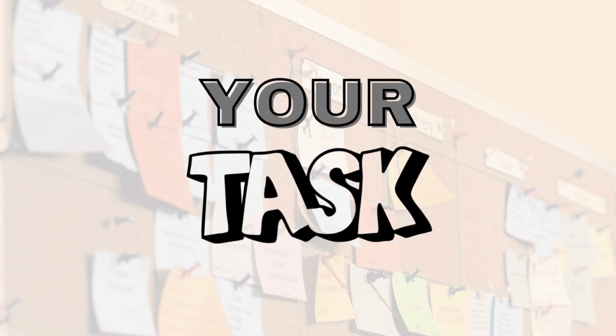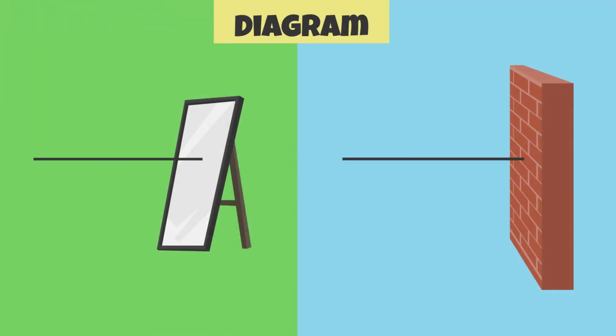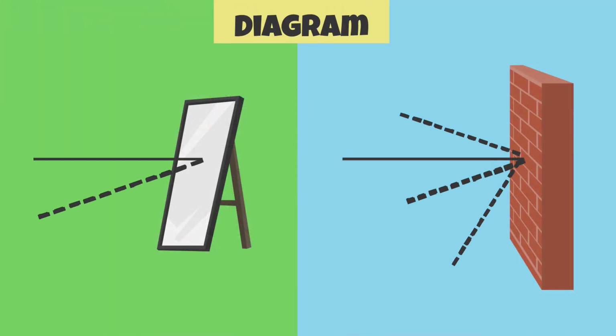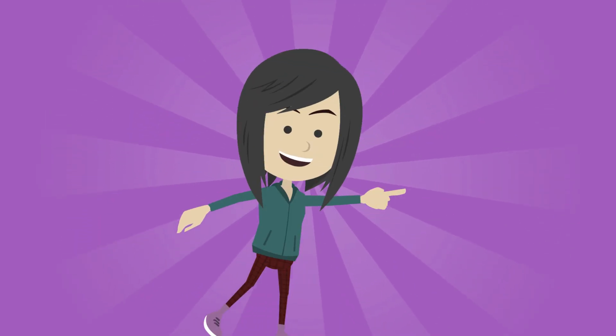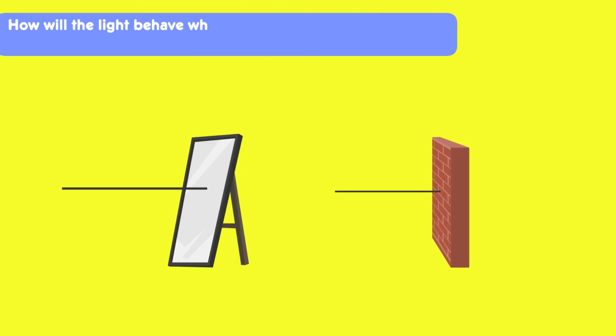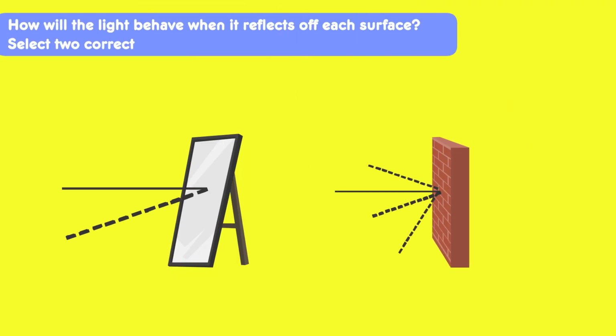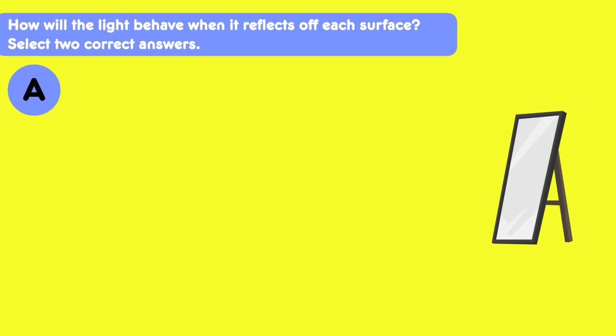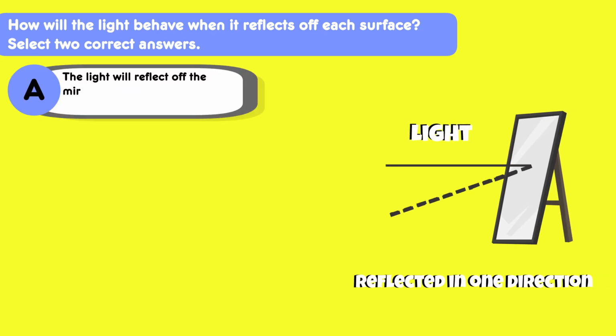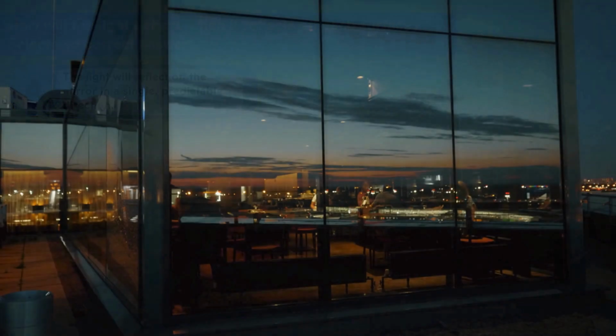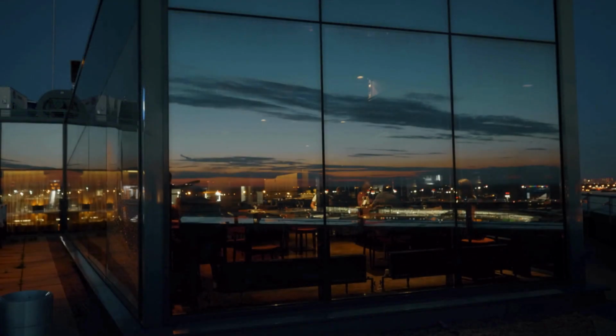So here's your task. Observe the diagram and think about how the light will behave when it hits each surface. Here's your question for part A. How will the light behave when it reflects off each surface? So go ahead and select two correct answers. Answer choice A. The light will reflect off the mirror in a single predictable direction. Quick tip, consider how smooth surfaces like mirrors reflect light. Does the light bounce off in a specific direction?